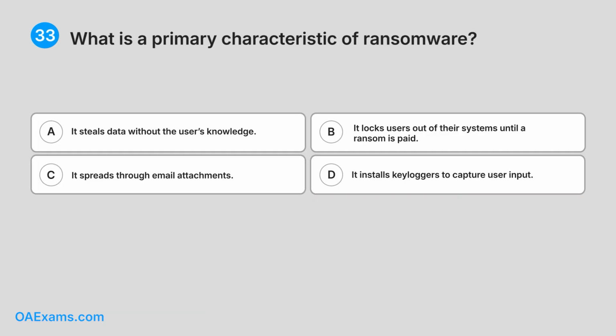33. What is a primary characteristic of ransomware? A. It steals data without the user's knowledge. B. It locks users out of their systems until a ransom is paid. C. It spreads through email attachments. D. It installs keyloggers to capture user input. Can you guess the answer?